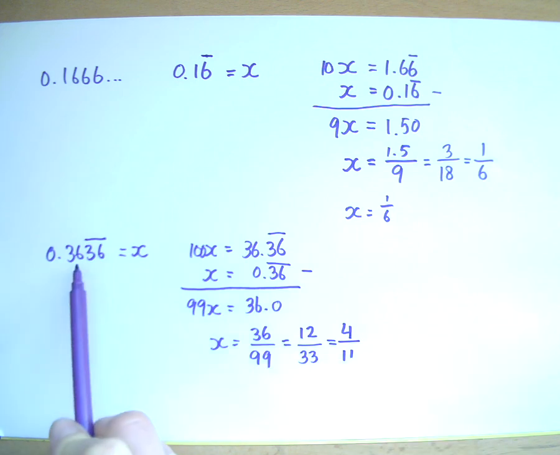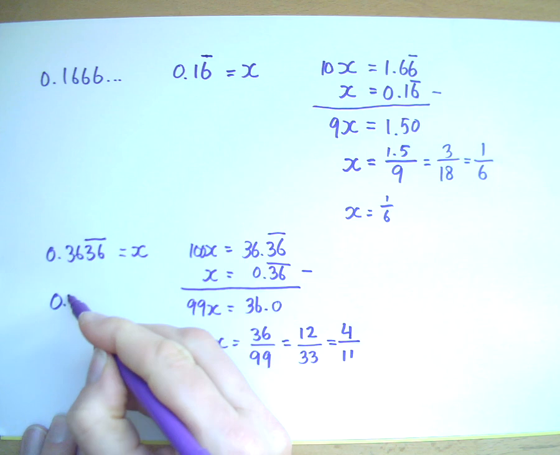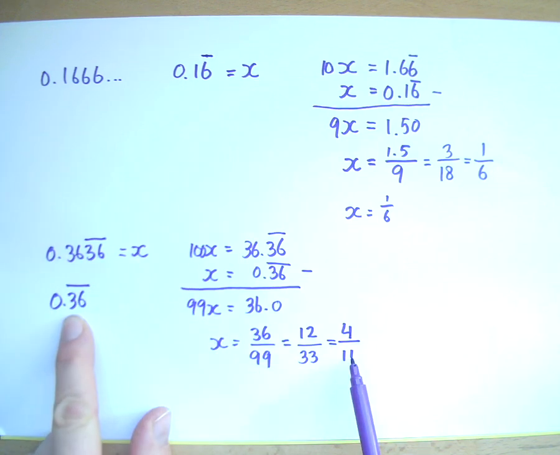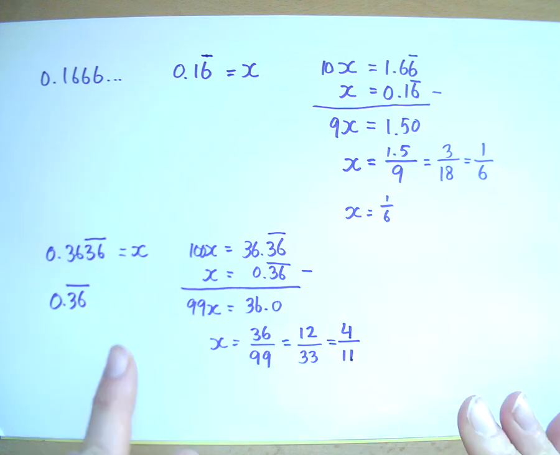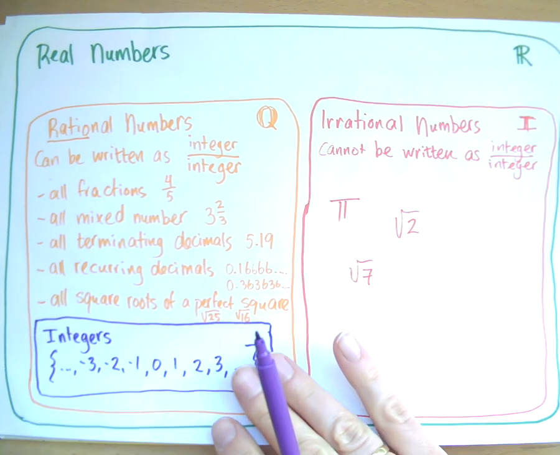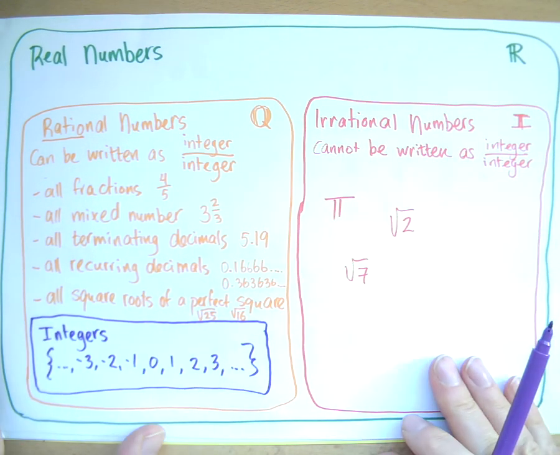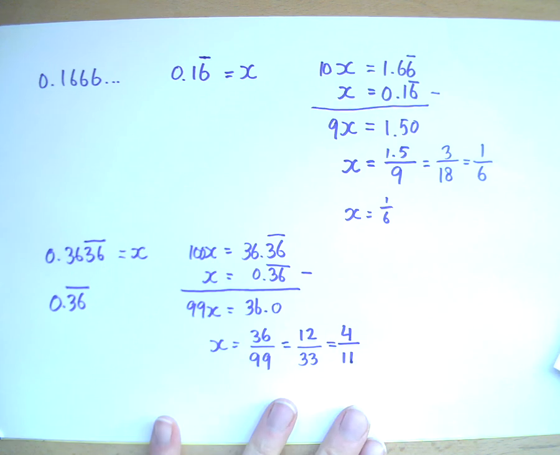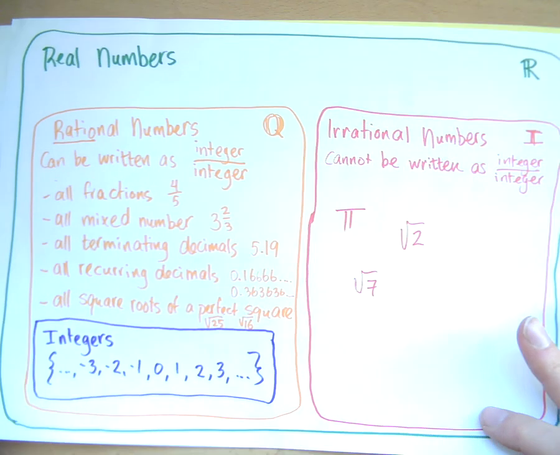4/11. This repeating decimal can be written as a fraction of an integer over an integer. This proves that all recurring decimals are actually rational numbers. It also shows you how to go from a recurring decimal to a fraction. So, pretty cool. Remember all of this.